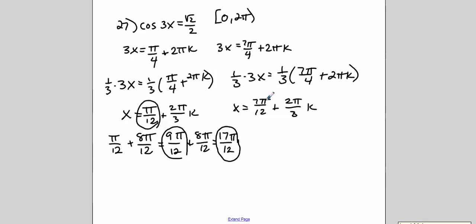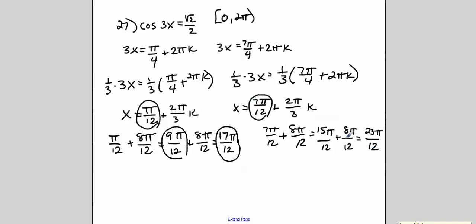Okay, 7 pi over 12 is also an answer, and I'm going to add 2 pi over 3 to that. So 7 pi over 12 plus, with a common denominator, 8 pi over 12, gives me 15 pi over 12. That can be simplified, but I'm going to hold on to that for a second and add 8 pi over 12 again, and that gives me 23 pi over 12. So 7 pi over 12, 15 pi over 12, and 23 pi over 12 are all answers.